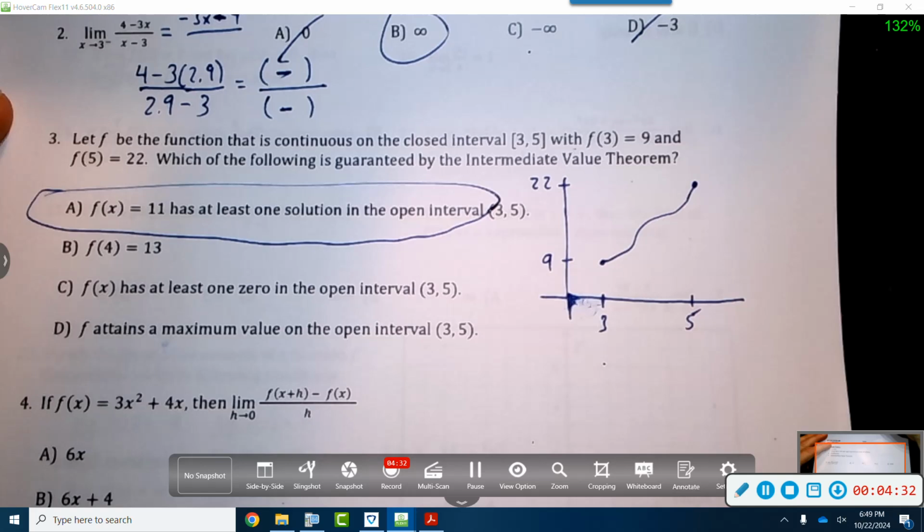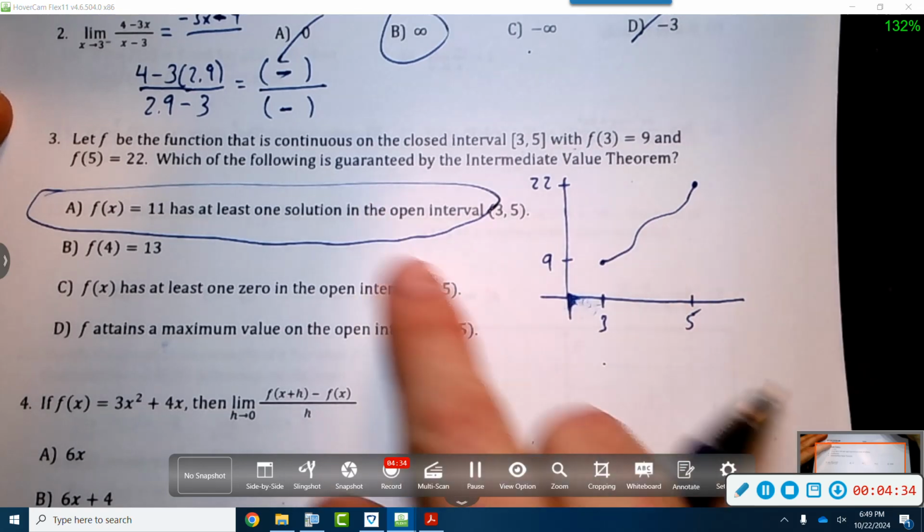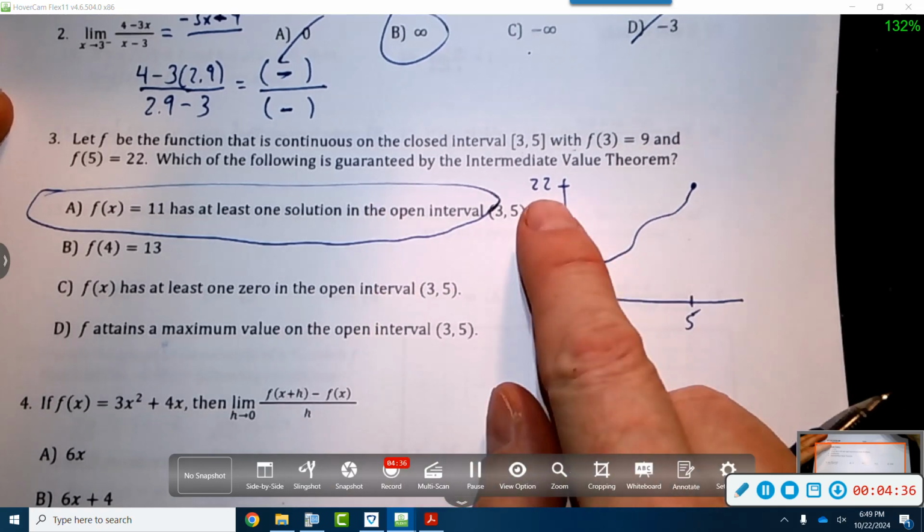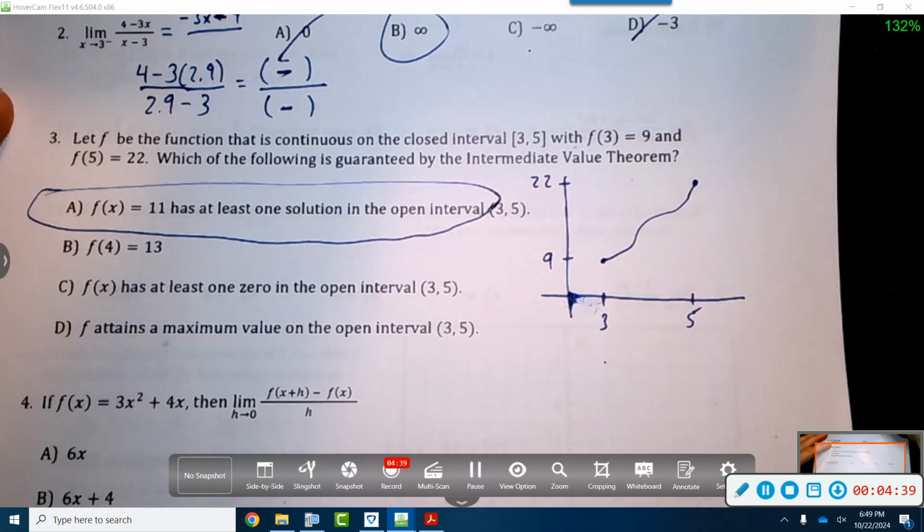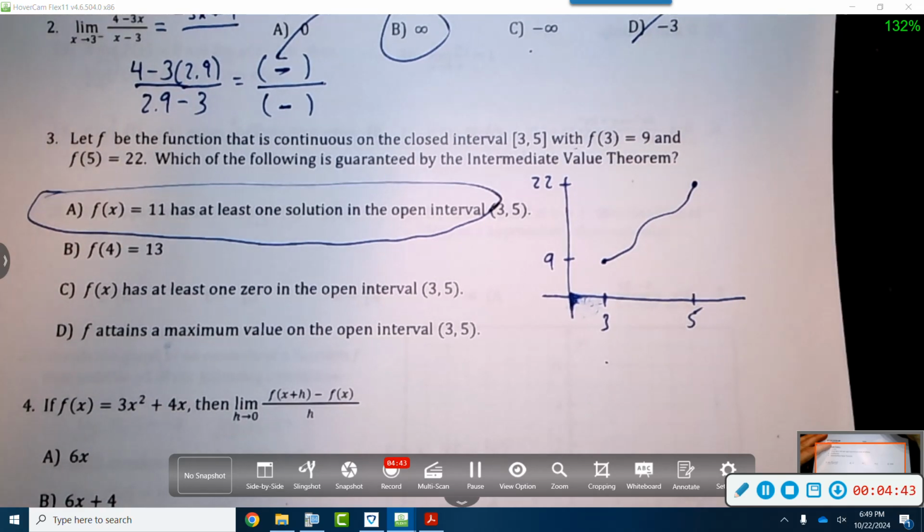Okay, now let's see if there's other ones that are correct. But I'm guaranteed 11 because in between 9 and 22, 11 has to occur. Okay, the IVT means that if you've got a closed interval, you are allowed to take all the values in between those A and B.